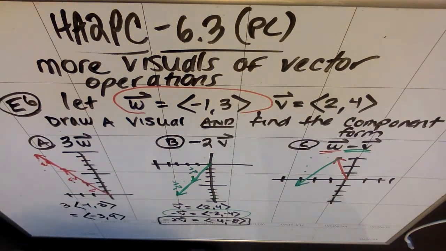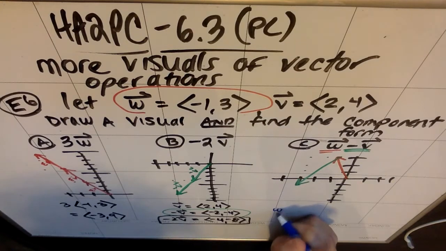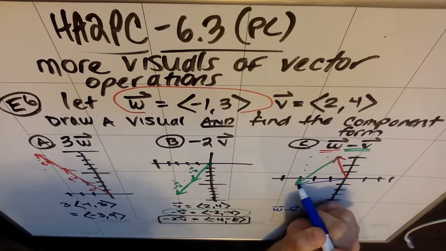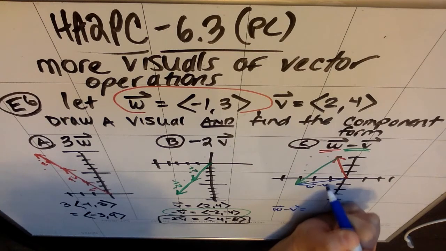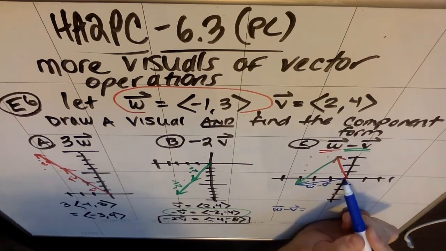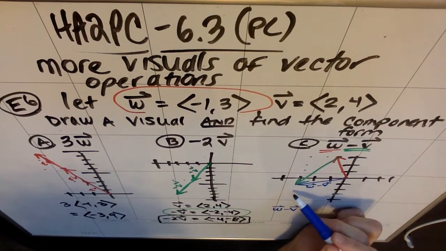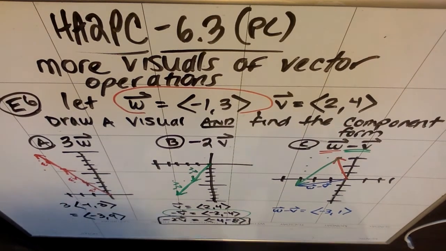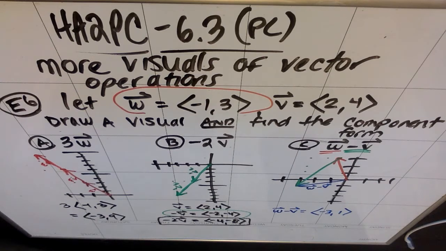And that makes my resultant vector, w minus v, which is going to go left 3 and down 1. So it's left 3, down 1. Now, you could have also figured out that it was left 3, down 1 in the same method that we did in examples 3 and 4.